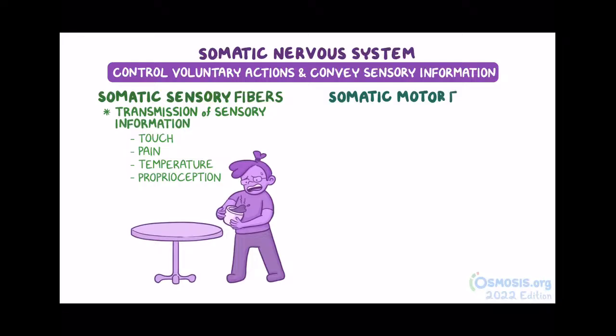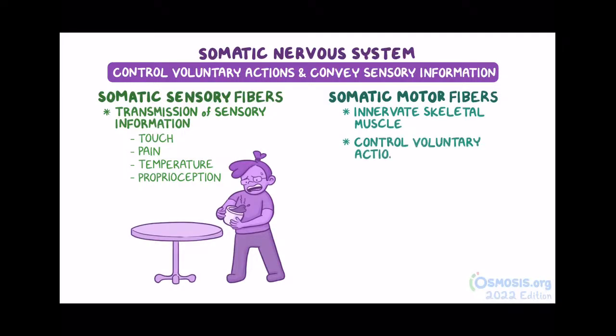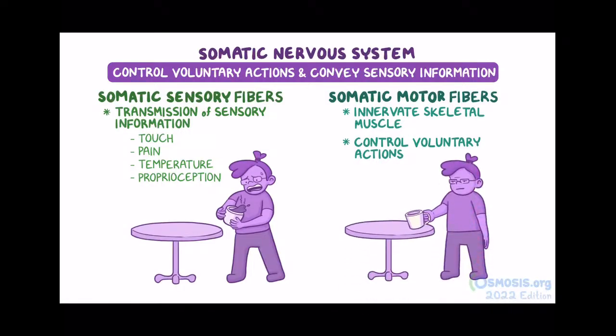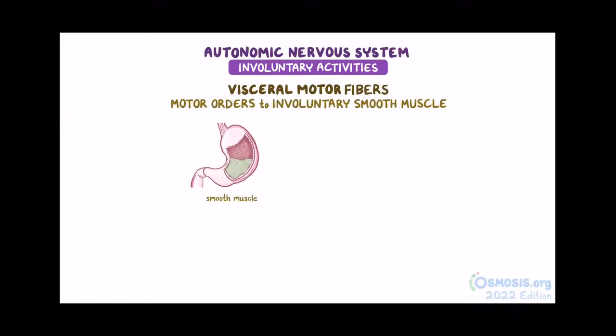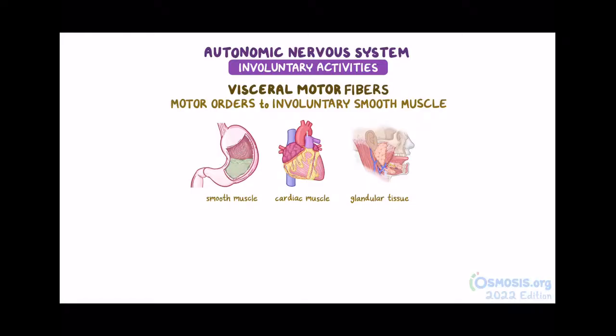Then, there are somatic motor fibers, which only innervate skeletal muscle and control voluntary actions of the body, like putting the coffee cup back on the table until it cools down. On the flip side, the autonomic nervous system controls the involuntary activities within the body. This system consists of visceral motor fibers that carry motor signals to smooth muscle, such as that found in the intestinal walls that allow for peristalsis to occur, as well as cardiac muscle and glandular tissue.